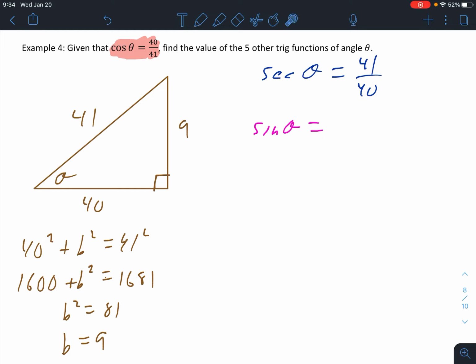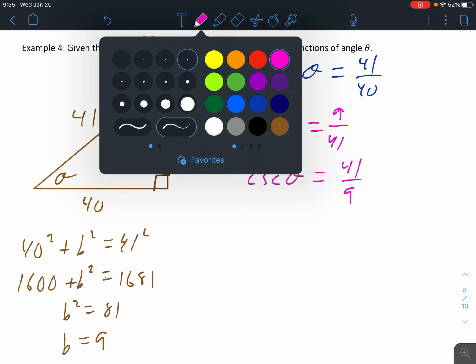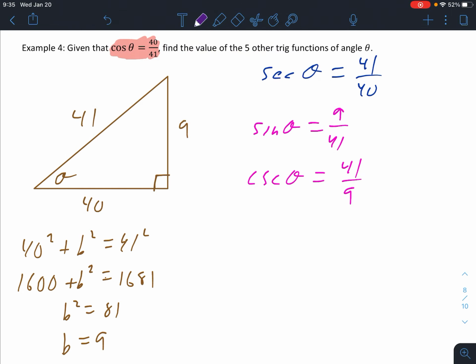So the sine of theta, opposite leg over hypotenuse, is 9 over 41, which means the cosecant is 41 over 9. And then the tangent of theta, opposite leg over our adjacent leg, is 9 over 40, which means the cotangent is 40 over 9.